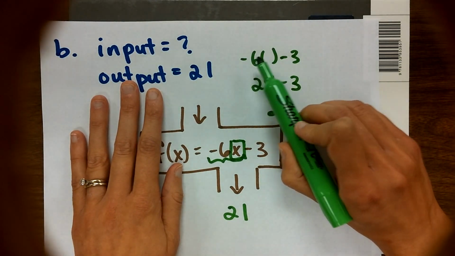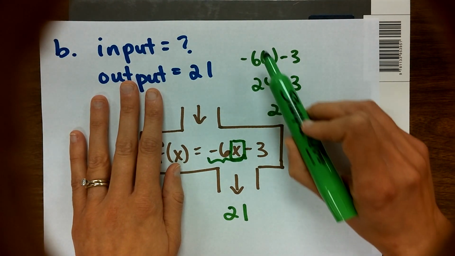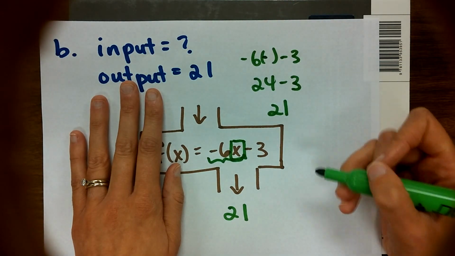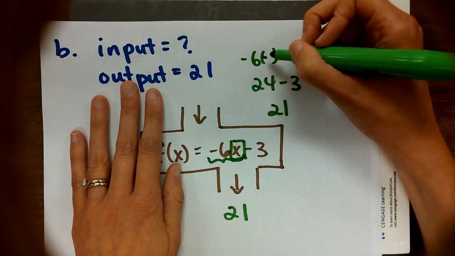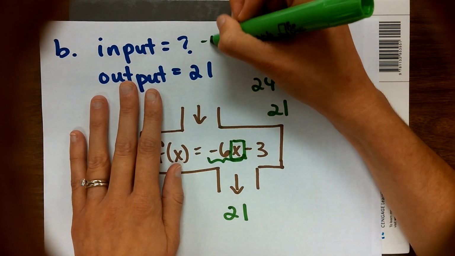So -6 times what would give me positive 24? Well, a negative times a negative would give me a positive, and 6 times what is 24? That would be 4. So my missing x value must be -4, and that's what my input would have to be.